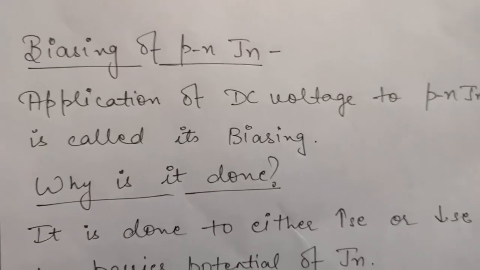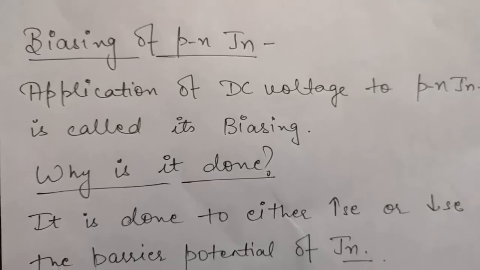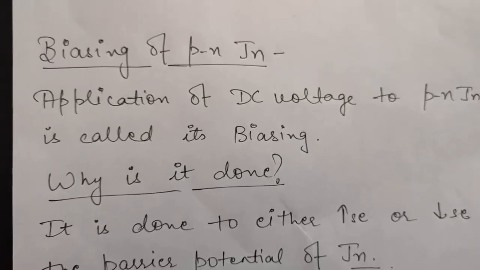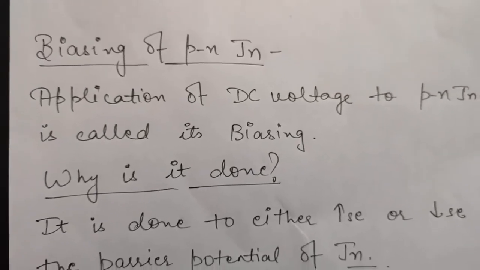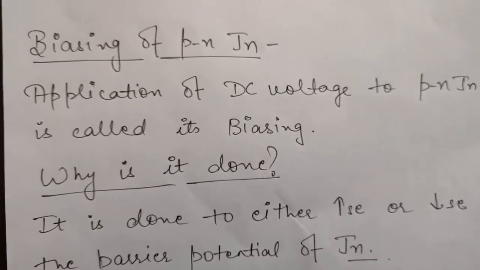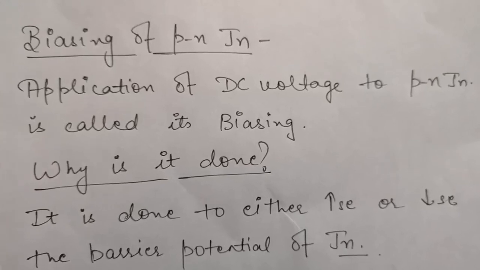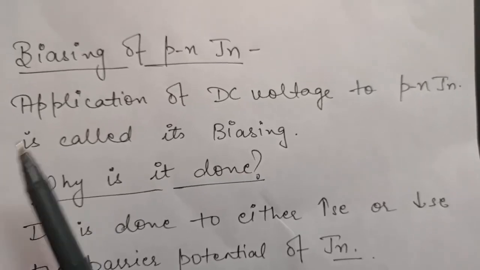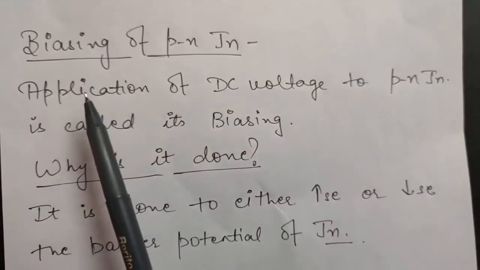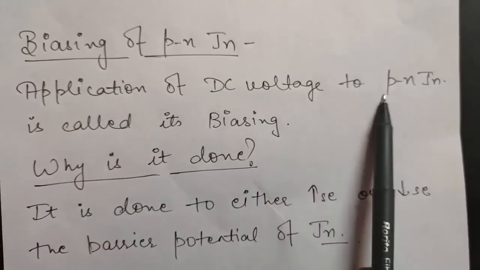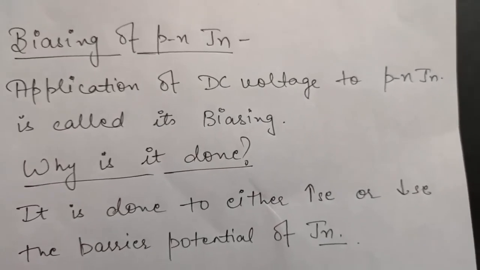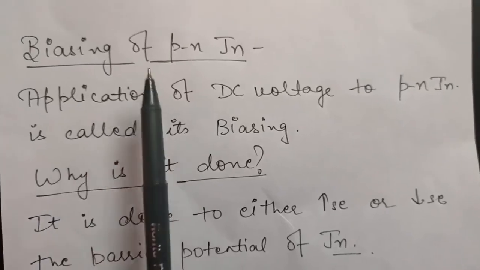Okay, so this was the PN junction, and the potential barrier which was developed was the internal potential of this PN junction. Always remember that was not any external battery. We have not connected any external battery to that. It is the internal potential of this PN junction. But now the next topic is biasing of PN junction, and by biasing of PN junction you mean application of DC voltage to the PN junction. That is, if we connect some external battery to the PN junction, that will be called biasing of PN junction.